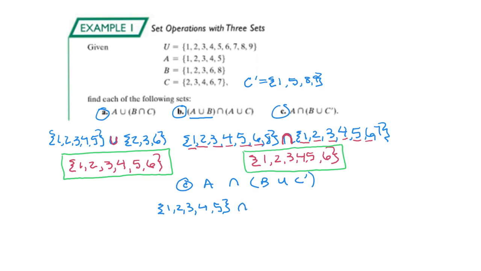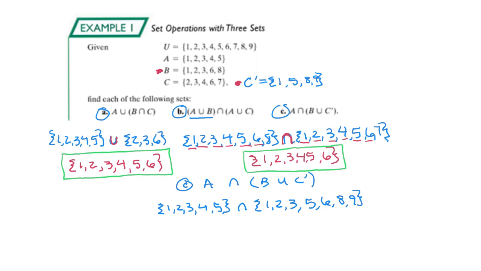And now I want to focus on B union the complement of C. We want to look at those two sets and we want to do the union of them. So to unite those two sets, we will end up with 1, 2, 3, 5, 6, 8, 9. And we'll double check: 1, 2, 3, 5, 6, 8, 9, and that looks good.